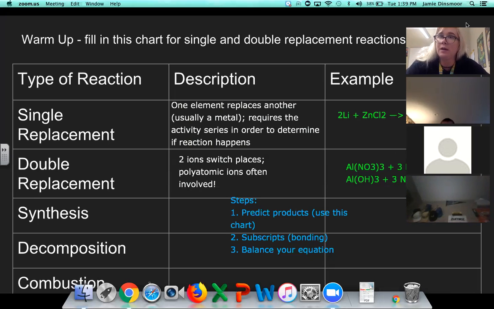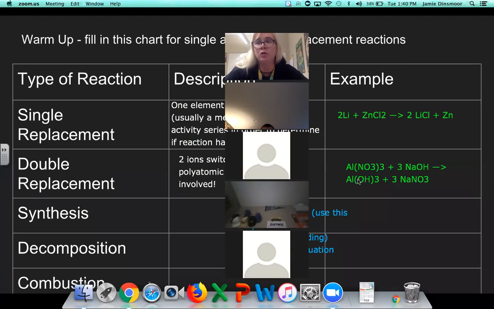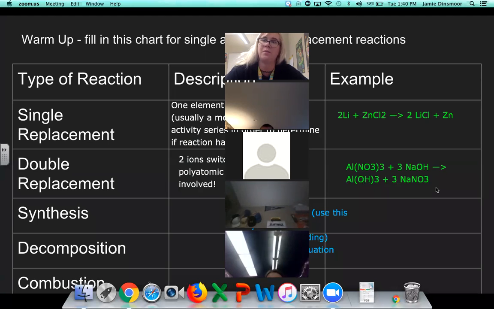An example here, we have aluminum nitrate plus sodium hydroxide, and we're getting aluminum hydroxide and sodium nitrate. So here's a great example where, figuring out the charges at least, we can see that aluminum has a charge of +3.